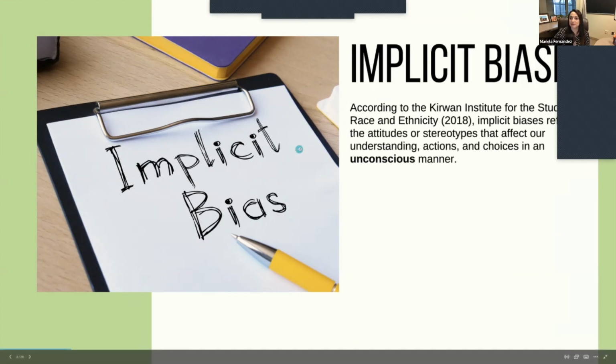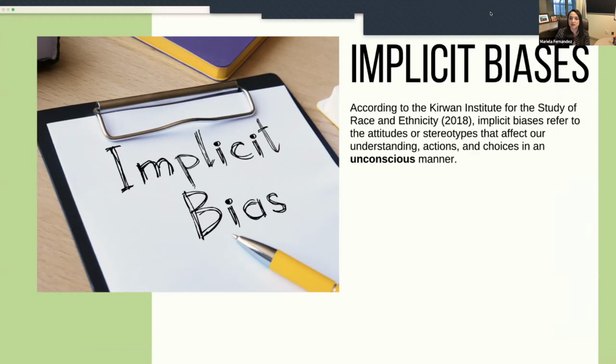So I do want to start off with the definition of implicit biases. According to the Kirwan Institute for the Study of Race and Ethnicity, implicit biases refers to the attitudes and stereotypes that impact us at an unconscious level. These are very different than explicit biases. For example, an explicit bias might be a manager refusing to promote a young person because he or she believes that young people would not make good leaders. Right? So that might be explicit. The manager knows that he or she believes this and it's impacting their behavior, not hidden at all. They are very conscious of that.